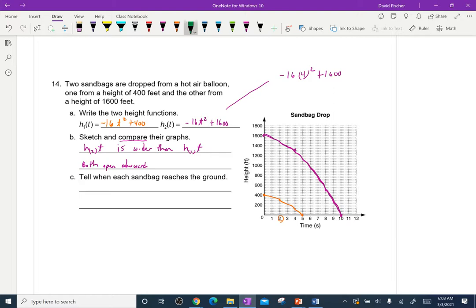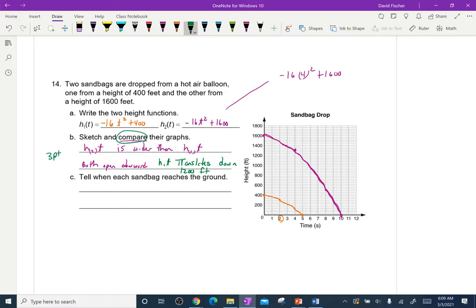Now the next part is going to be a lot to squeeze in there. The 400 one, which is h of 1, translates. Which way did it go? It translated down. And how many units? What's 1,600 take away 400? 1,200, and we know the units here, 1,200 feet. So this is worth 3 points.